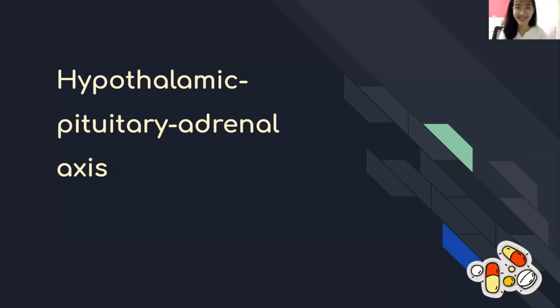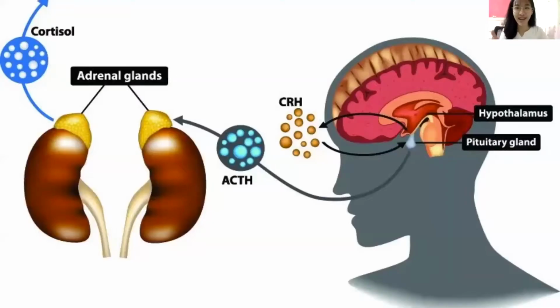Next, I'm going to talk about the hypothalamic pituitary adrenal axis. The hypothalamic pituitary adrenal axis, HPA axis, is a neuroendocrine unit consisting of the hypothalamus, the pituitary gland, and the adrenal glands. As you can see in the visual, the hypothalamus is located in the brain and the pituitary is at the base of it, whereas the adrenal glands are on top of the kidney.